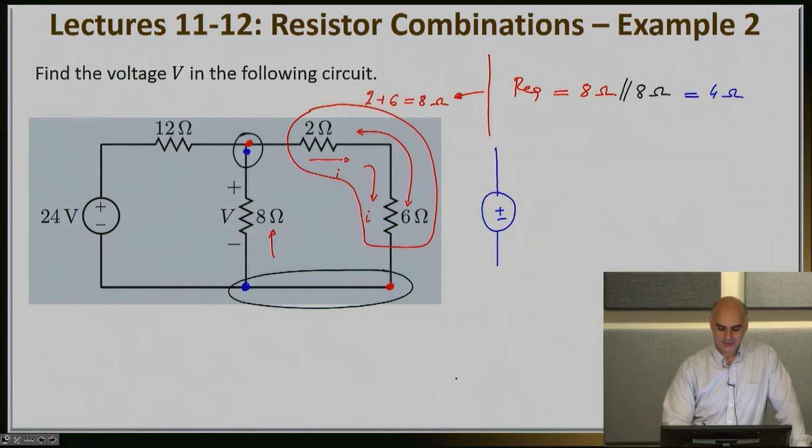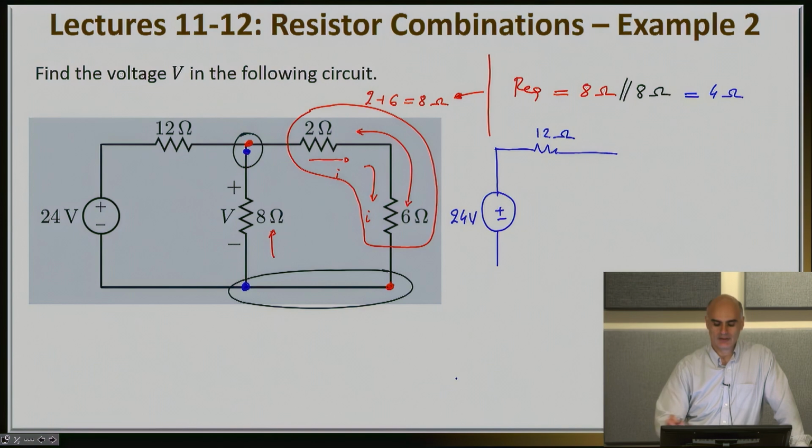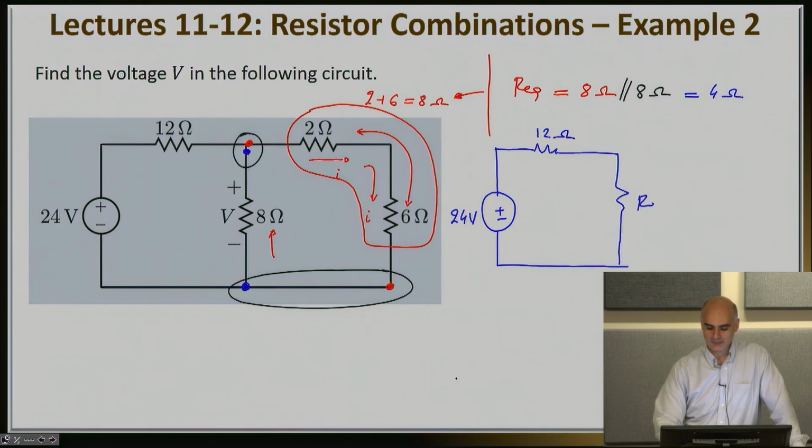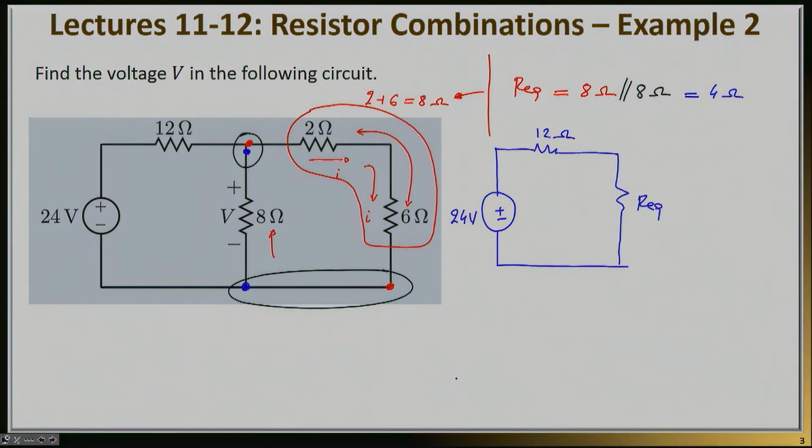I have my 24 volts voltage source, nothing happened to it. I have my 12 ohms resistor, nothing happened to it. And now between those two blue or red nodes, I have my newfound Req right here. And it's hopefully obvious that this node here, which I'm calling A, is this node here, A. And this node here, which I'm calling B, is obviously this node here that I'm calling B. Essentially, I replaced these combinations of resistances with Req.